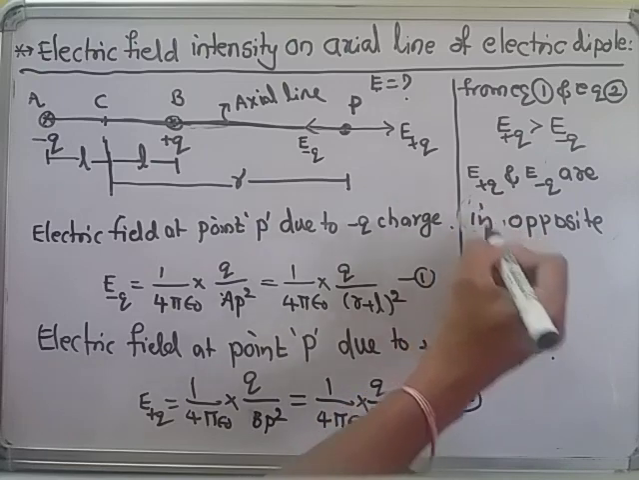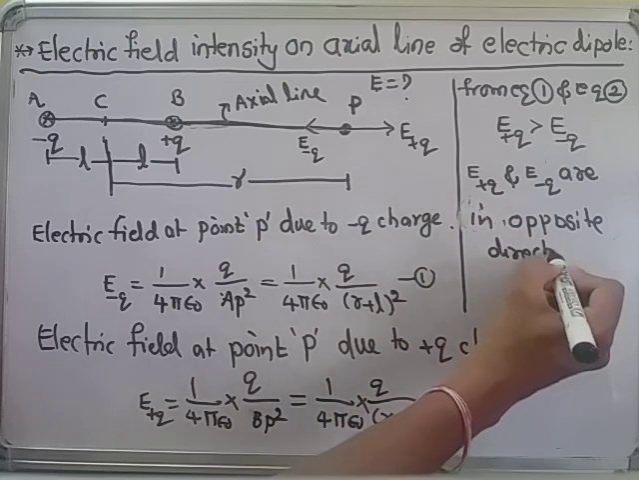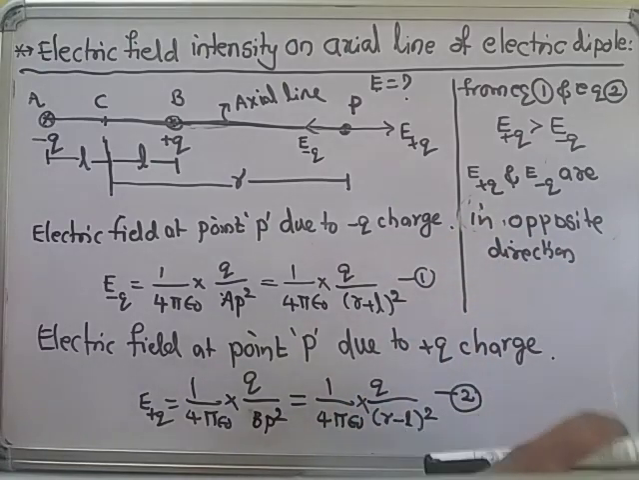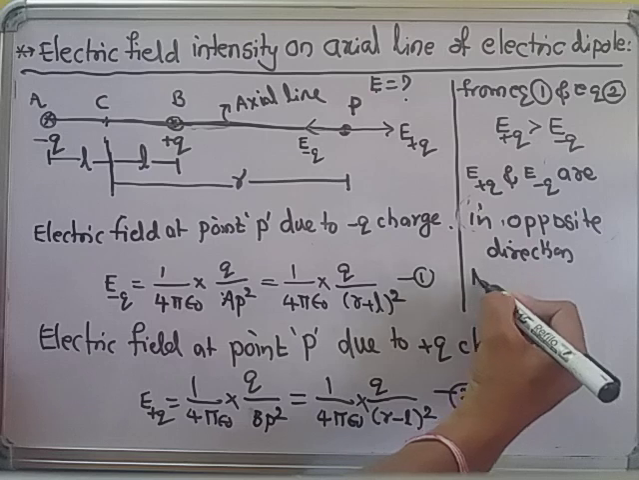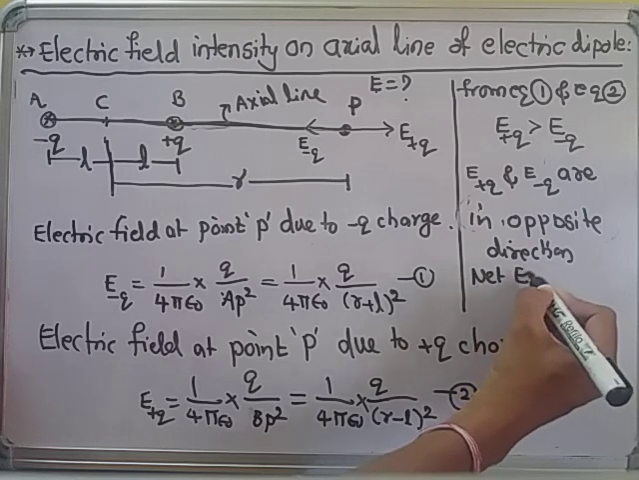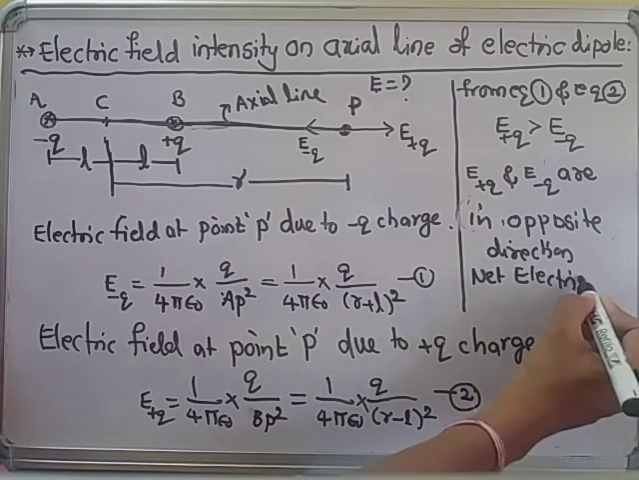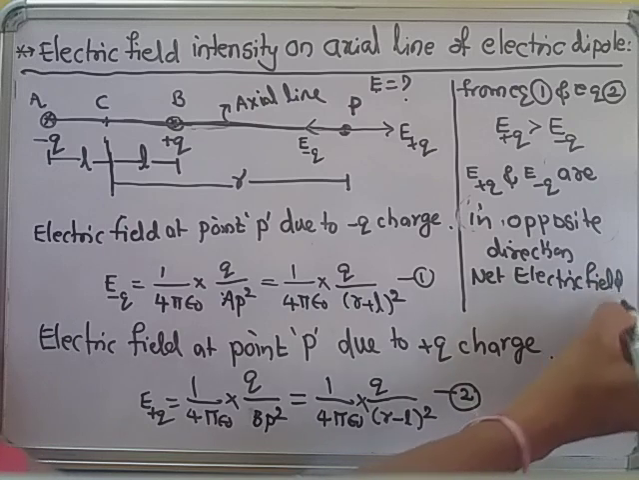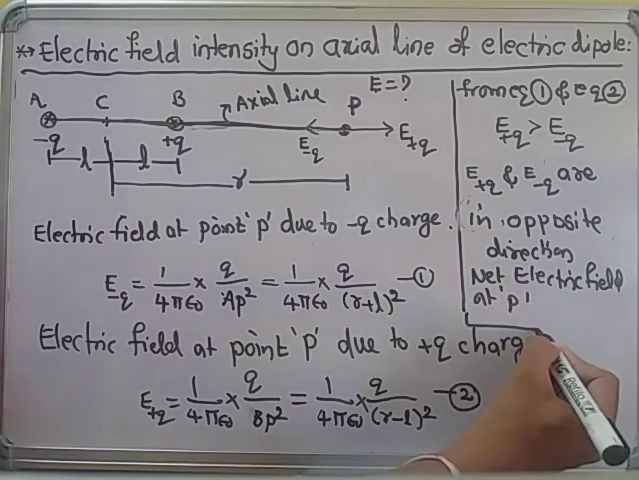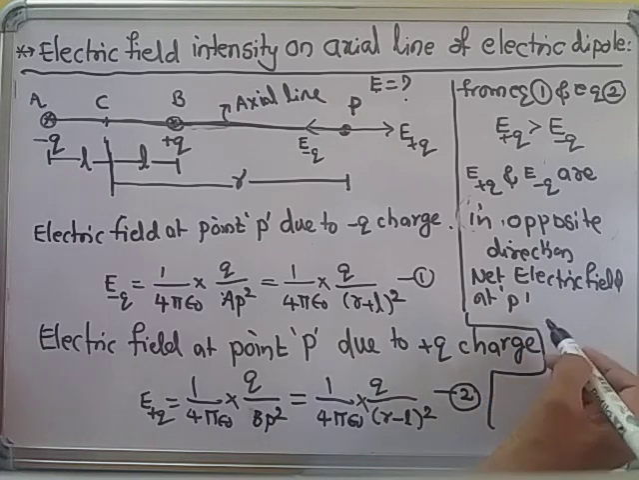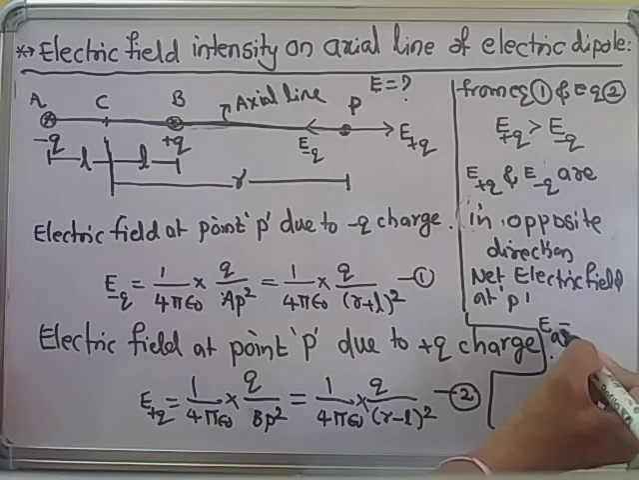When they are in opposite direction, then how to find out the net electric field? To find out the net electric field, what we have to do? We want to find out the net electric field at point P. On the axial line we will take E_A at point P.